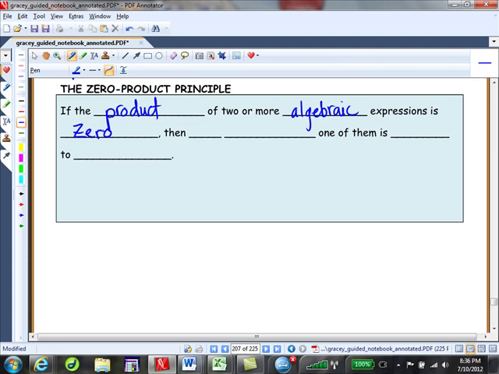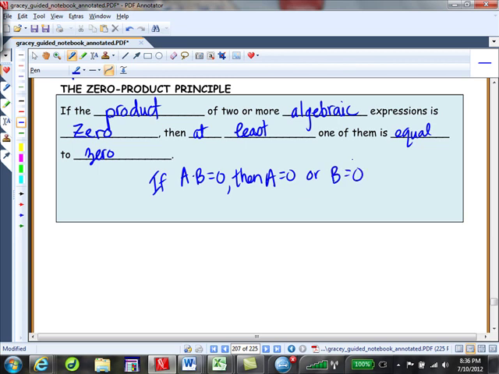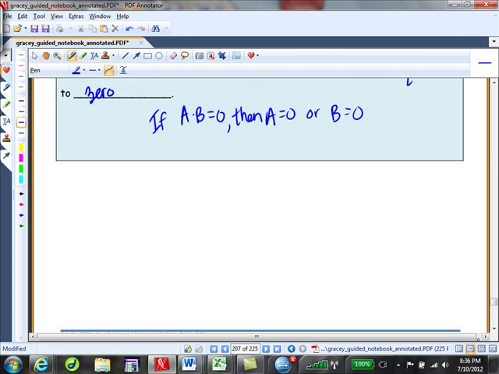Then, at least one of them is equal to 0. So, in Mathies, what we have is, if A times B equals 0, then A must be 0 or B must be 0. So, okay, don't flip your page yet. Hang on. Let's check it out.